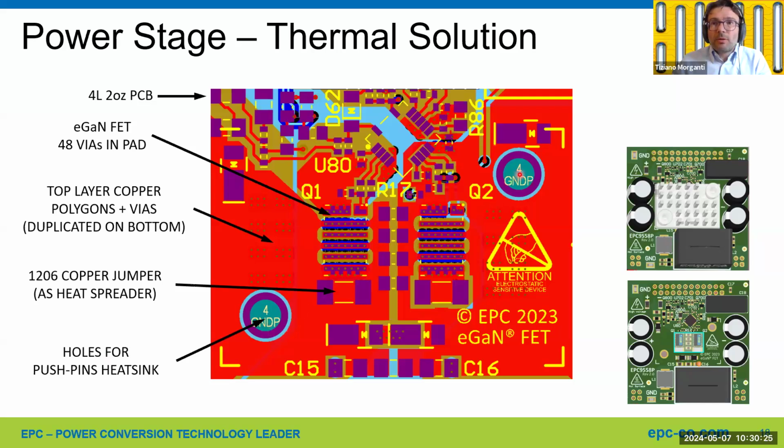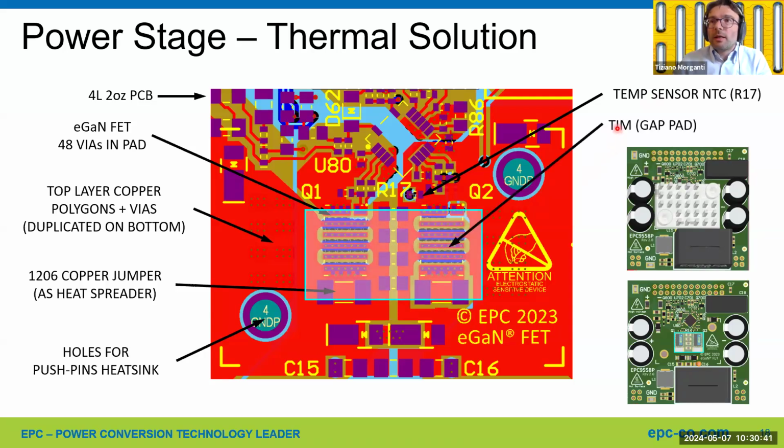Those are the mounting holes for the push-pin heatsink. We have the position of the temperature sensor for the over-temperature protection. You can see it's close coupled to the low-side FET source. And then to mount the heatsink, we have a 10 by 15 millimeter gap pad with very high thermal conductivity. And then the heatsink is assembled by plugging the push pins in the two mounting holes.